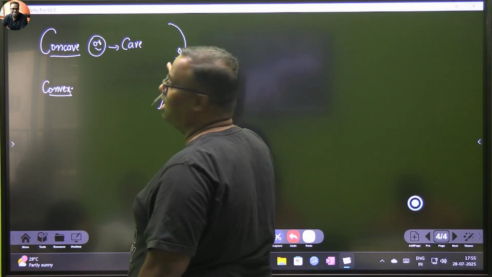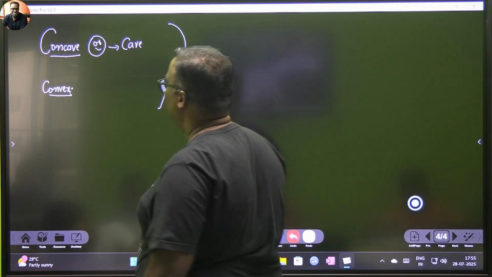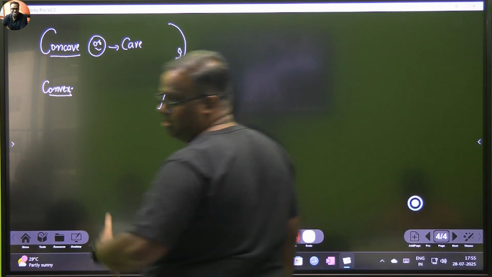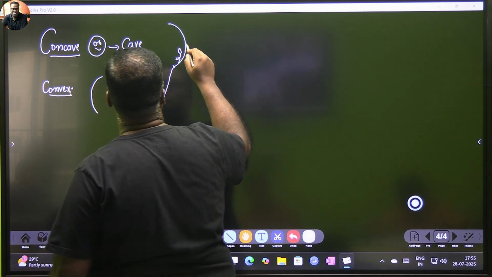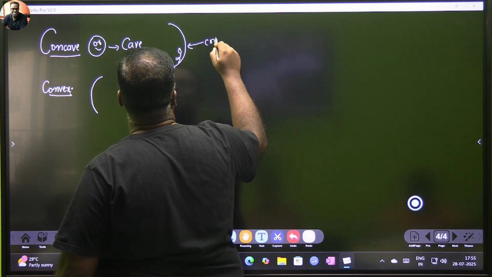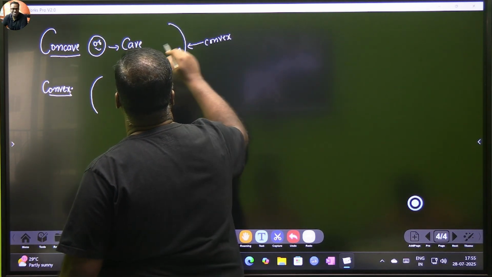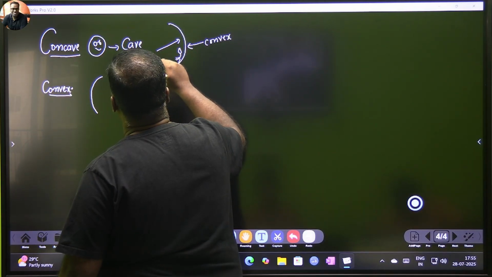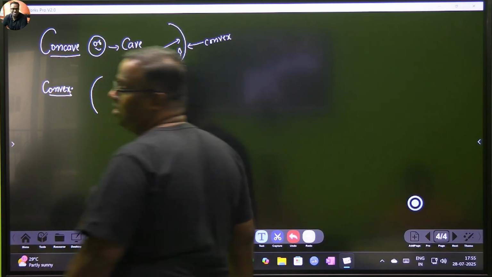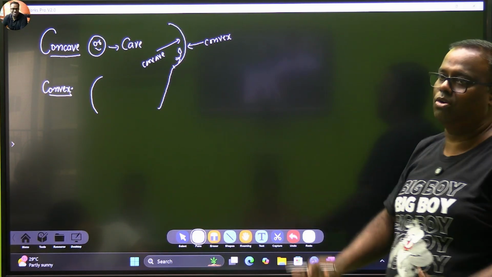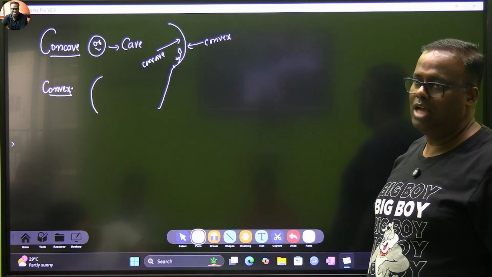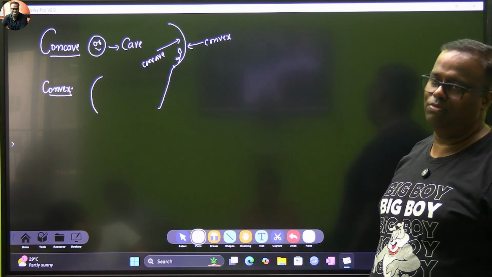Man inside a cave is concave, and convex is bulged out. Convex will always be bulged out. So on the same spoon, this side will be convex and this side will be concave. Always remember, this is in mirrors. Lenses also we go by the same way. When it's bulged out, it's called convex, and when it is inside, we call it concave.